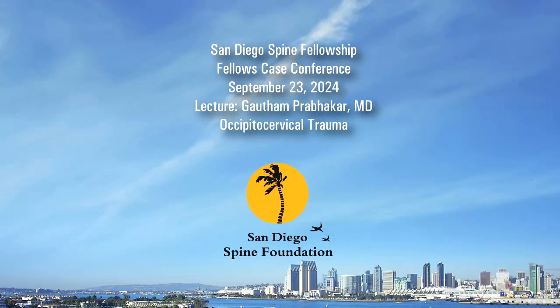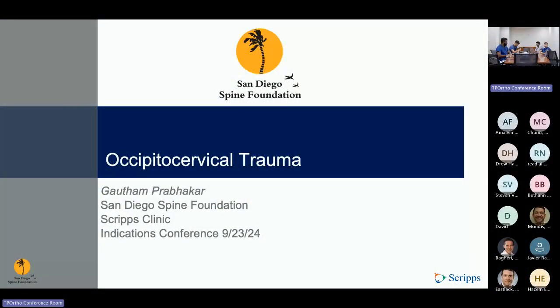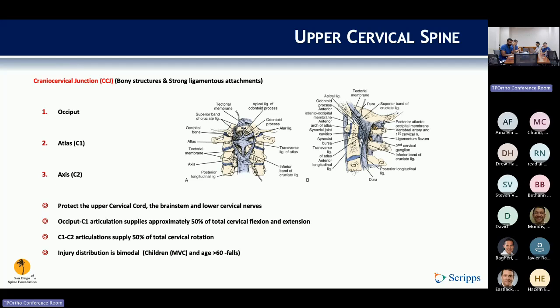All right, everyone. So today I'm going to be talking about occipitocervical trauma. We'll go through some basic anatomy, biomechanics, and then talk about some of the high yield injuries and management of those. So it's definitely important to go over some biomechanics of the occipitocervical junction.